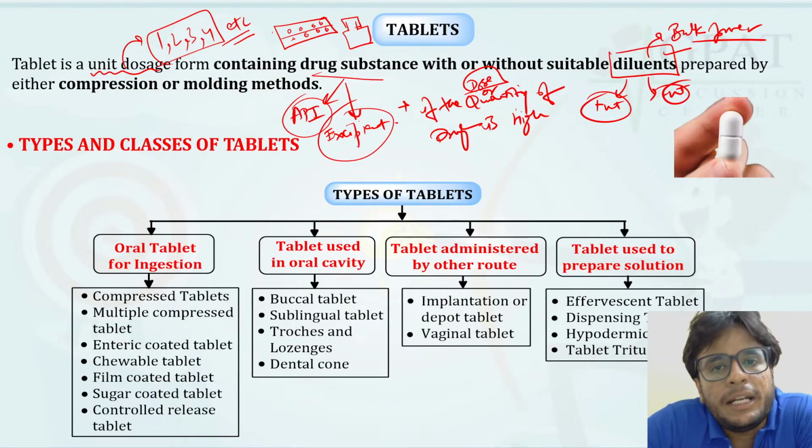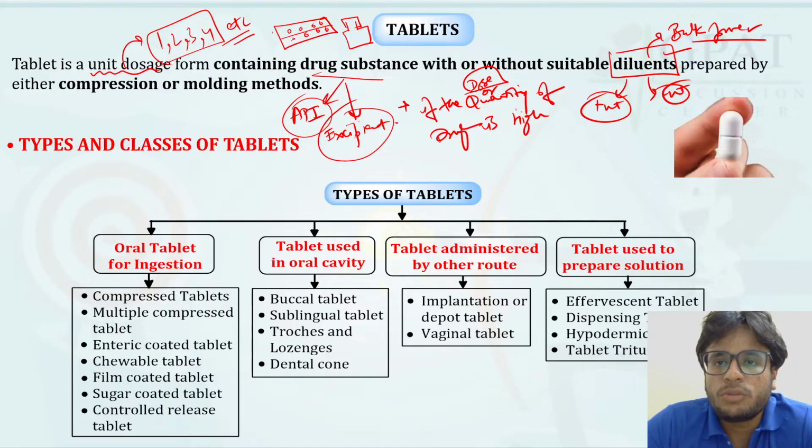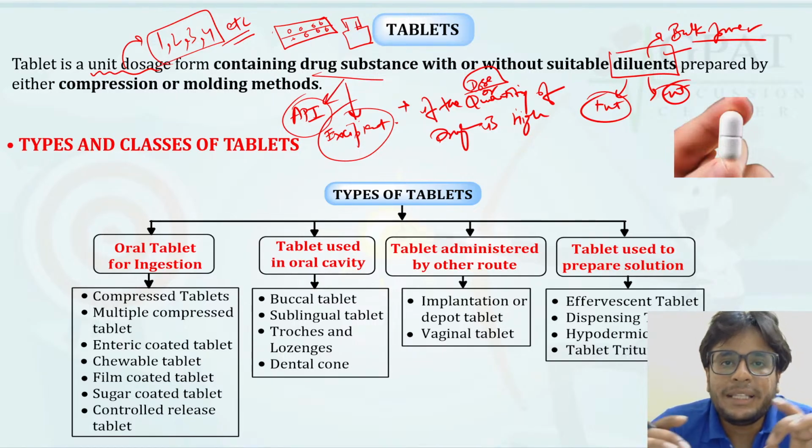It mainly depends upon the concentration or the dose of that particular drug. If the dose of that particular drug is very high, then we are not going to use the diluents. If the dose of that drug is very low, then we have to use the main bulk formers that are known as diluents. And tablets are mainly prepared either by compression or by the molding process.